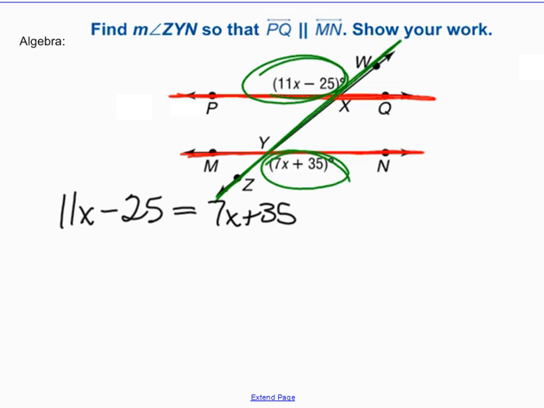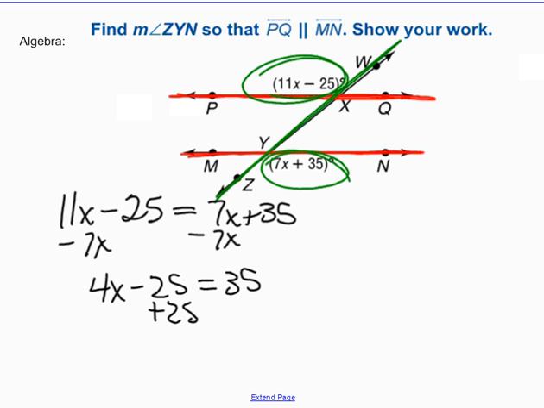So I'm going to take 7x from both sides, and I get 4x minus 25 equals 35. Now I'm going to add 25 to both sides. I get 4x equals 60. That means x equals 15.